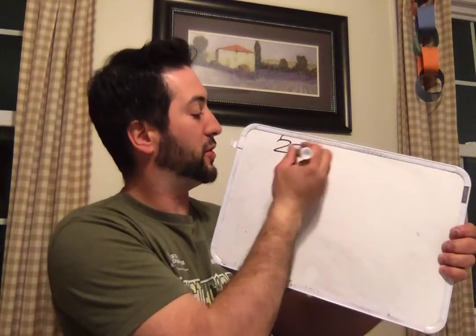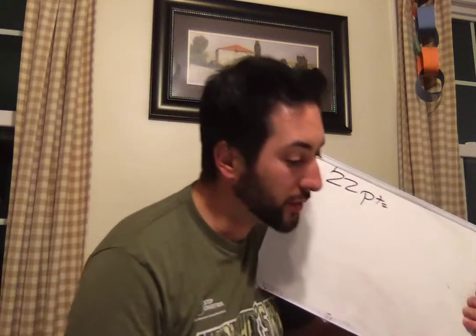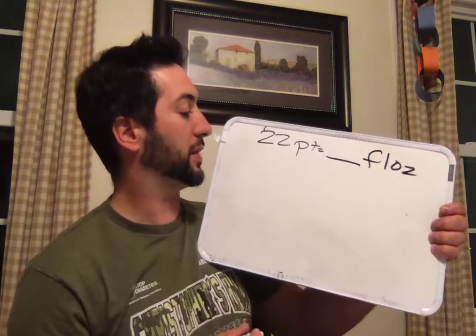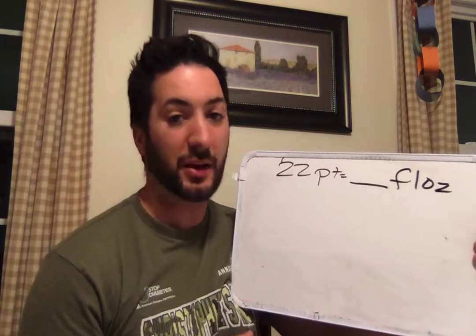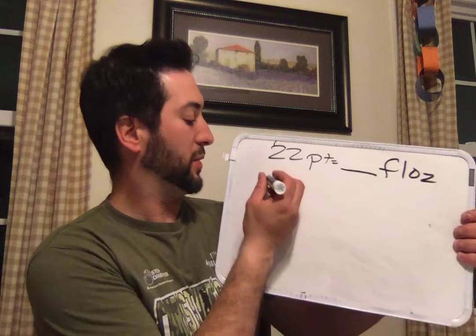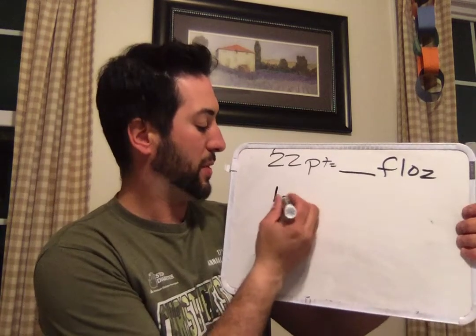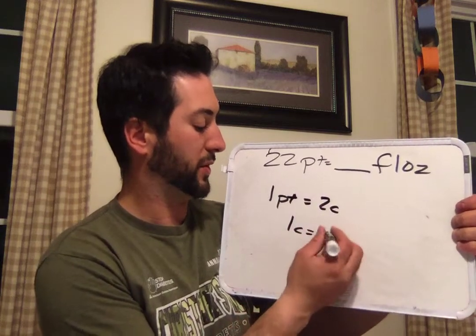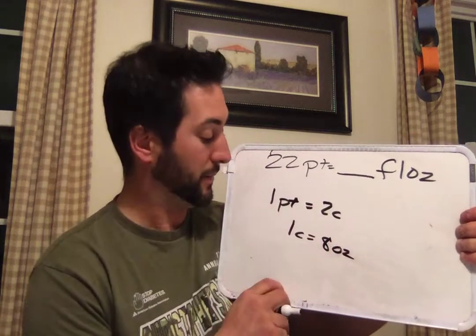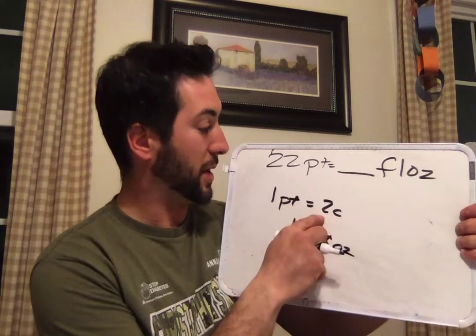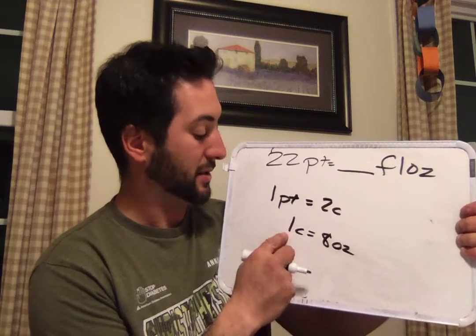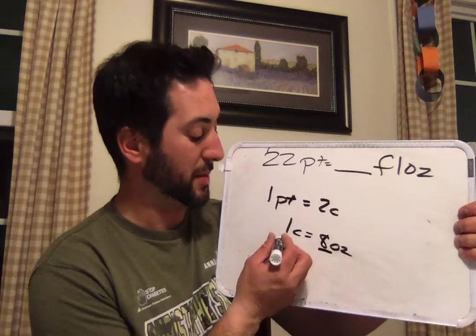Number 9. 22 pints equals blank fluid ounces. Okay? Pints to fluid ounces. You can't go straight there. So we can go pints to cups. What do we know? 1 pint equals 2 cups. We also know 1 cup equals 8 ounces. So 1 pint equals 2 cups. 1 cup equals 8 ounces. So this is 8 bigger than this, right?